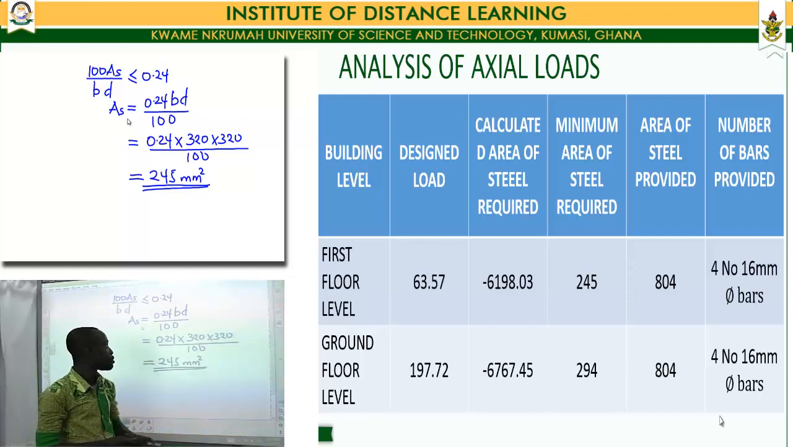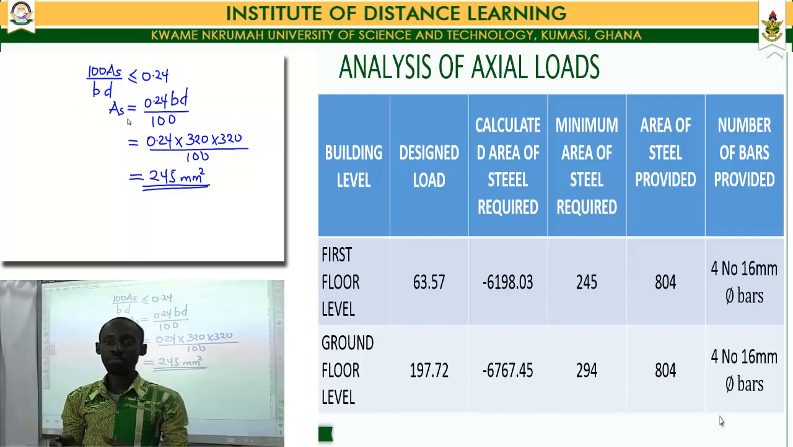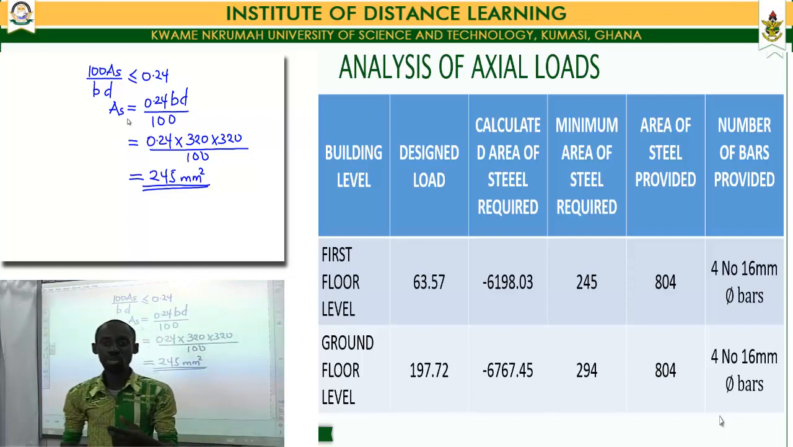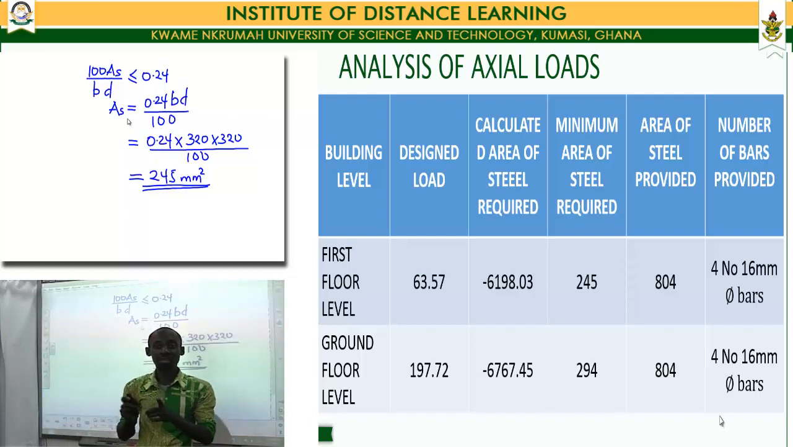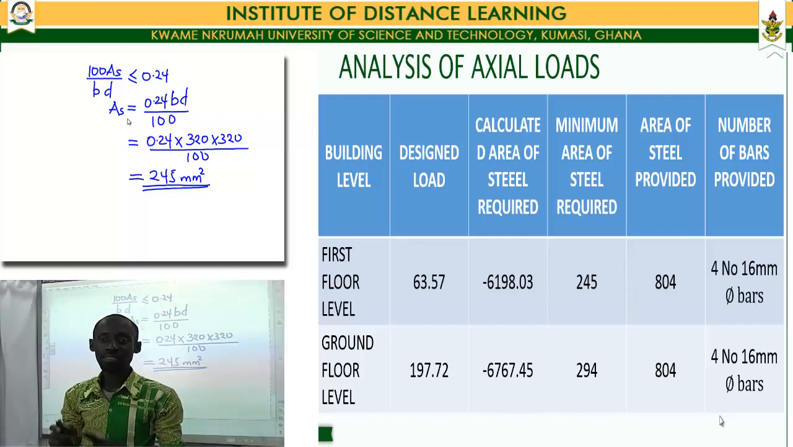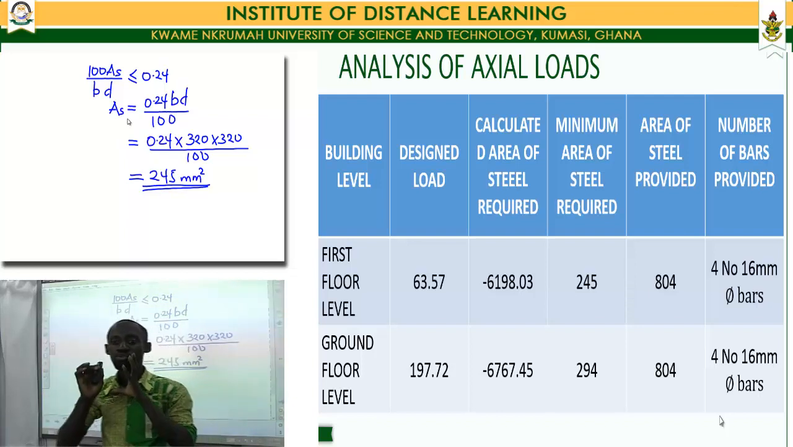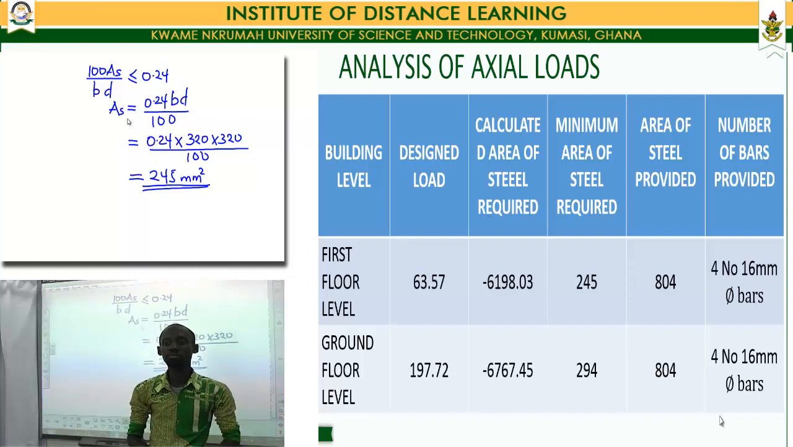Now, at our ground floor level, we had our design load equal to 197.72 kilonewtons. Substituting all the parameters into the equation, just as we did for the first floor, gave us a calculated area of steel required of 6767.45, also with a negative sign, indicating that at our ground floor level also, our concrete alone is strong enough to resist all the axial loads in compression without the help of reinforcing steel.